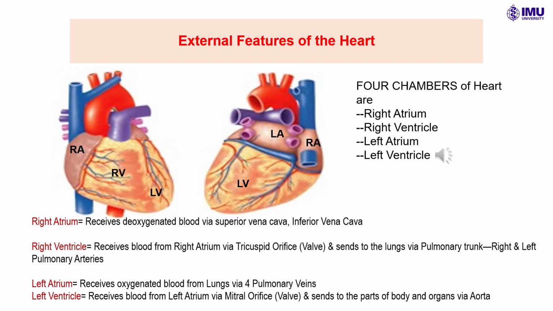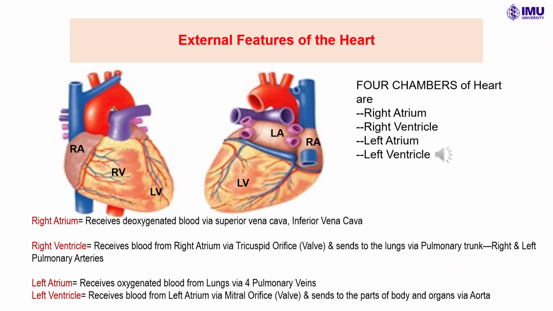Left atrium receives oxygenated blood from lungs via 4 pulmonary veins. Left ventricle receives blood from left atrium via mitral orifice or valve, and sends blood to the parts of body and organs via aorta.